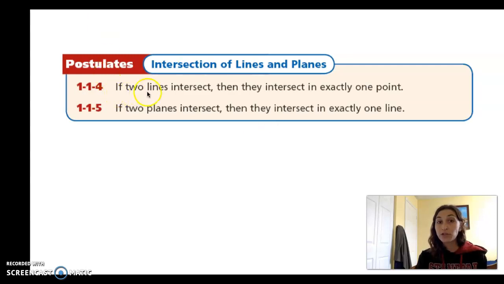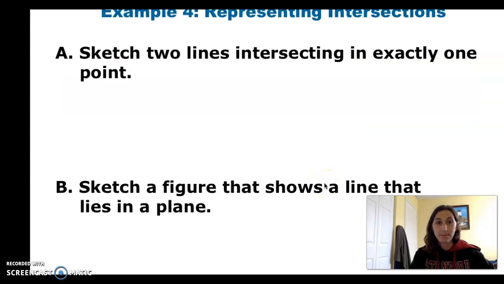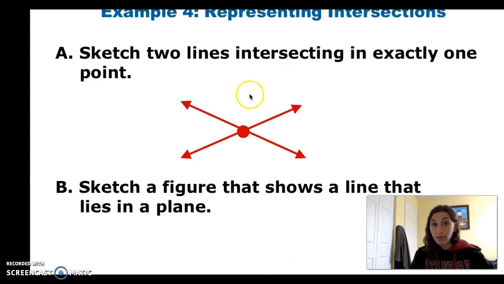Another one, if 2 lines intersect, then they intersect in exactly 1 point. So if I have a line going this way and a line going this way, we know that they're going to cross paths at exactly 1 point. And if 2 planes intersect, then they intersect in exactly 1 line. So let's look at this. Sketch 2 lines intersecting in exactly 1 point. So if I know that this is 1 line and this is 1 line, they're always going to intersect at just 1 point. Always.